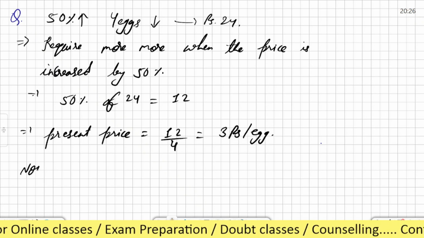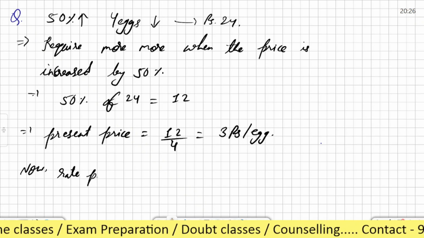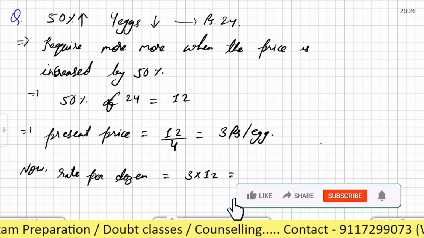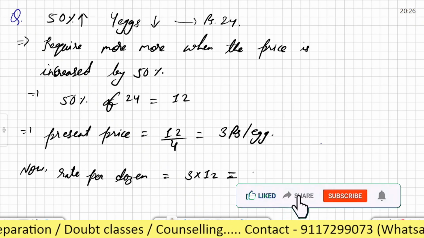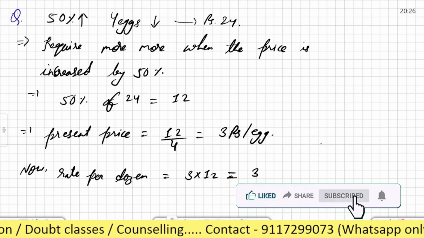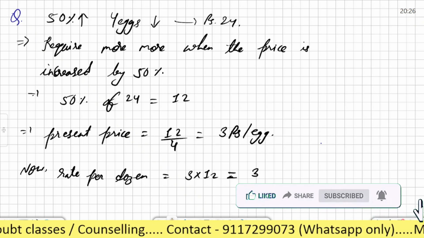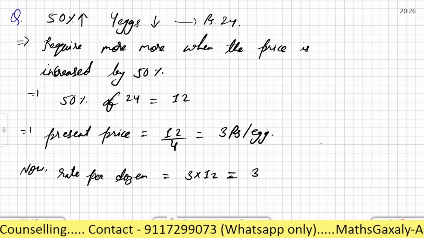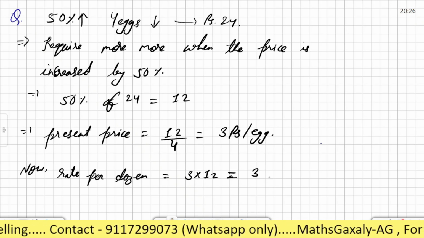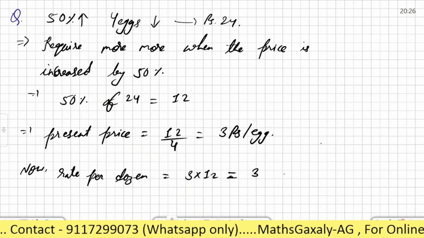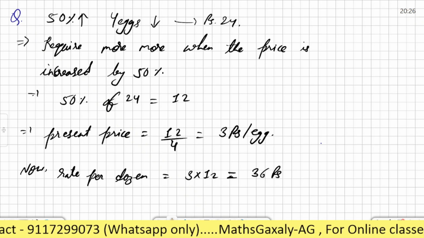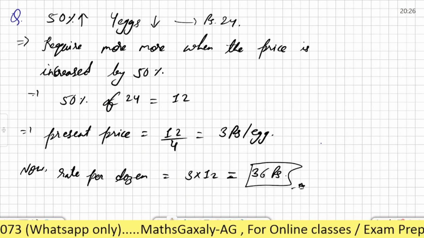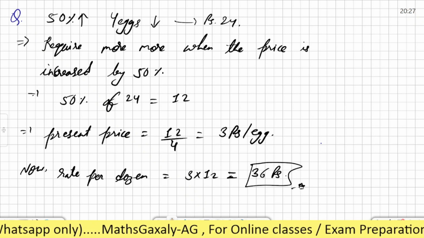Okay, so now rate per dozen will be 3 into 12, right? Is it clear? It's not talking about one egg, it's talking about one dozen, or per dozen. So in one dozen it's total 12, right? So that's why here we will multiply it by 12. Okay, so it will be 36 rupees. Is there any doubt?